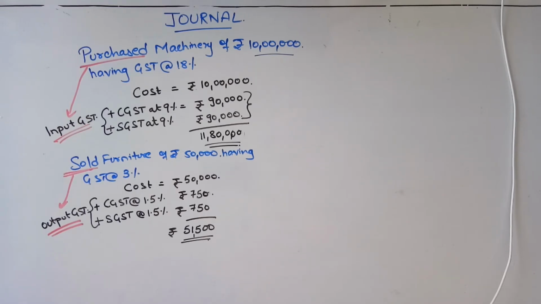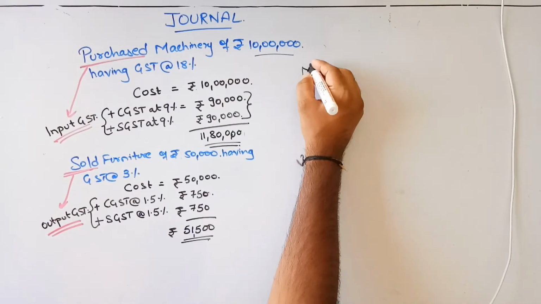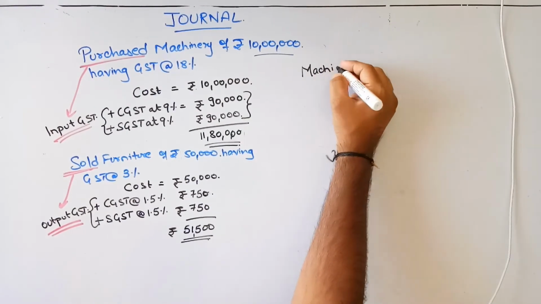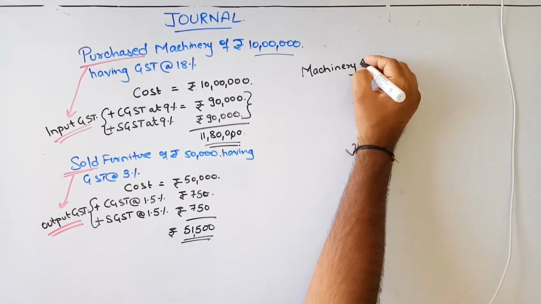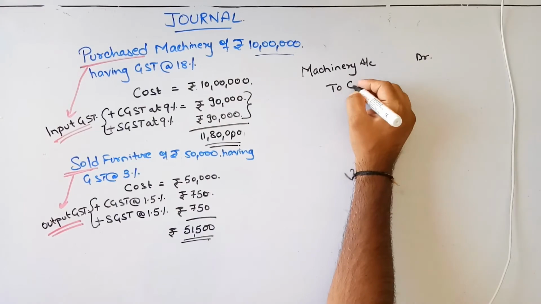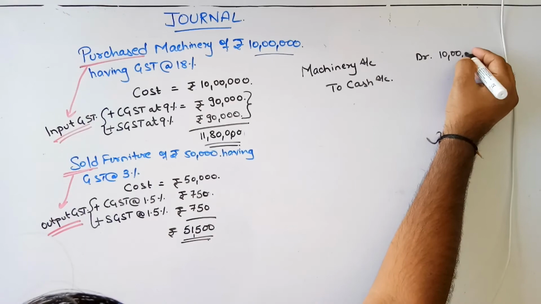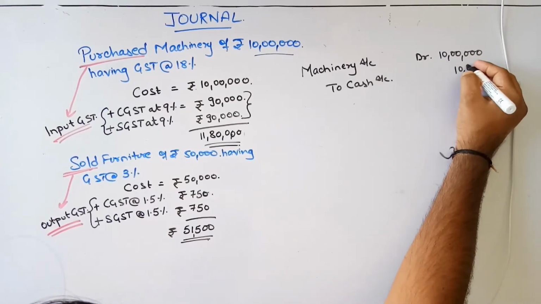What is coming in? What is going out? Real account says debit what comes in, credit what goes out. Correct. Machinery is coming in and cash is going out. So debit what comes in and credit what goes out. What is coming in? Machinery, so that we will debit first. So machinery account debit to cash account. Any doubts?